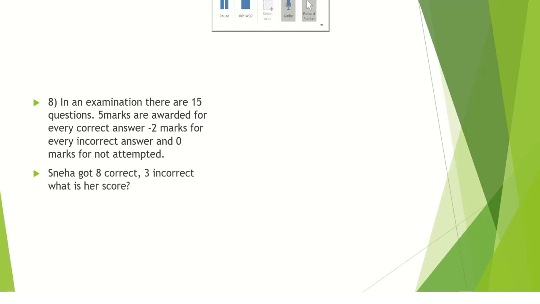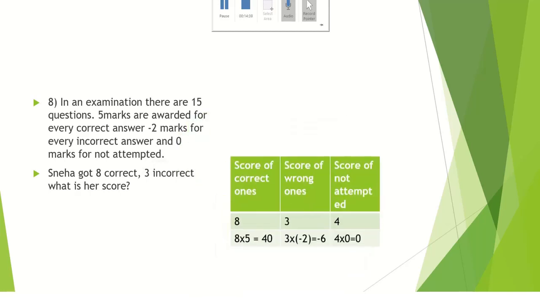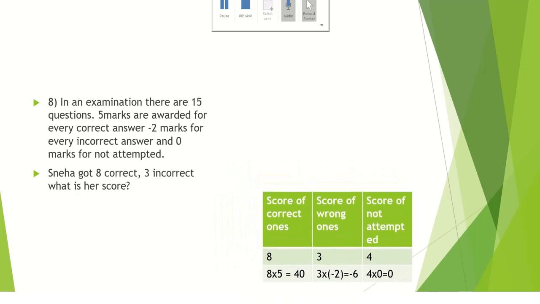Here the question is like this: Neha got 8 correct answers and 3 incorrect. What is her score? Score of correct ones. Actually, she attempted 8 questions correctly. So correct questions are awarded 5 marks. 8 5s are 40 here in this step. Score of wrong ones, minus 2 obviously, and given here three questions are incorrect. So 3 into minus 2 marks, negative marks, a minus 6.